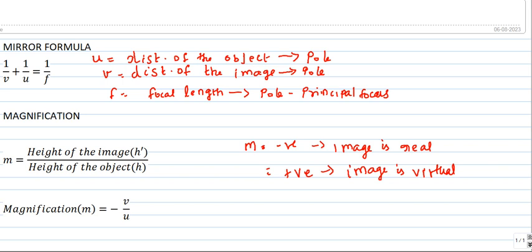With this we have tried to understand what is given for the sums to be solved. These two formulas are very, very important, and we have to keep in mind the Cartesian sign conventions. So with this we will move on to the problems.